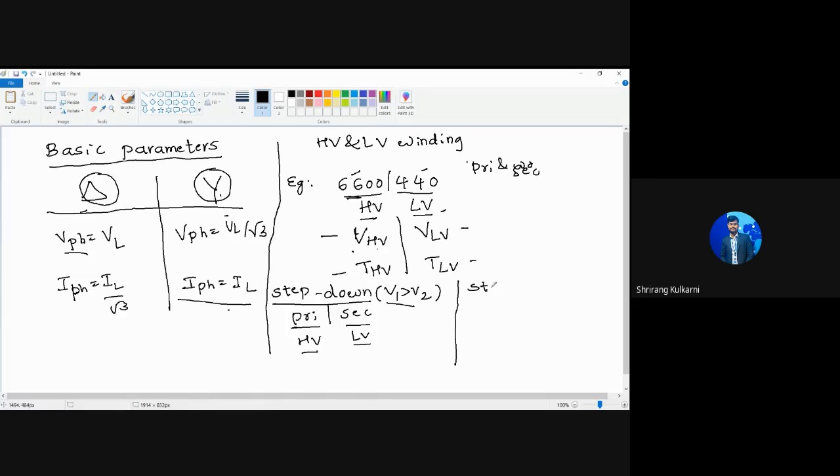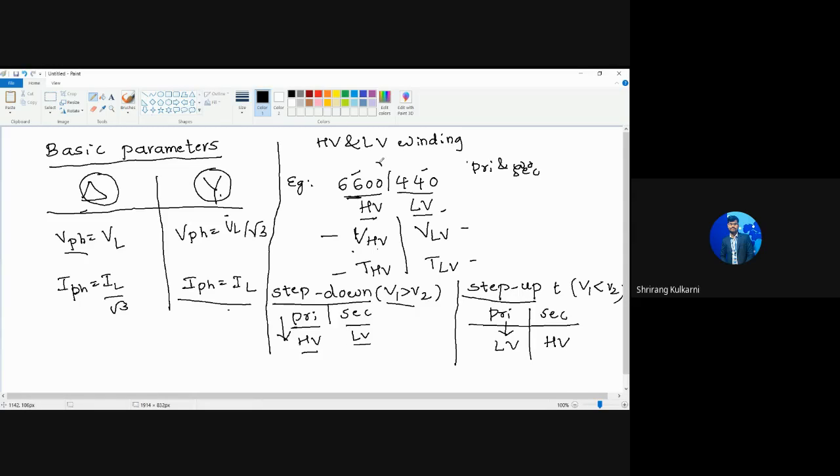Next, in case of step up transformer, V1 is less than V2. Again, we have primary winding and secondary winding. Which is primary, which is secondary? Primary LV, sir. Secondary HV. V1 is less than V2. This is LV, this is HV. Correct. This you have to understand first. In case of step up, the primary side is LV. In case of step down, the primary side is HV. That we have to understand.